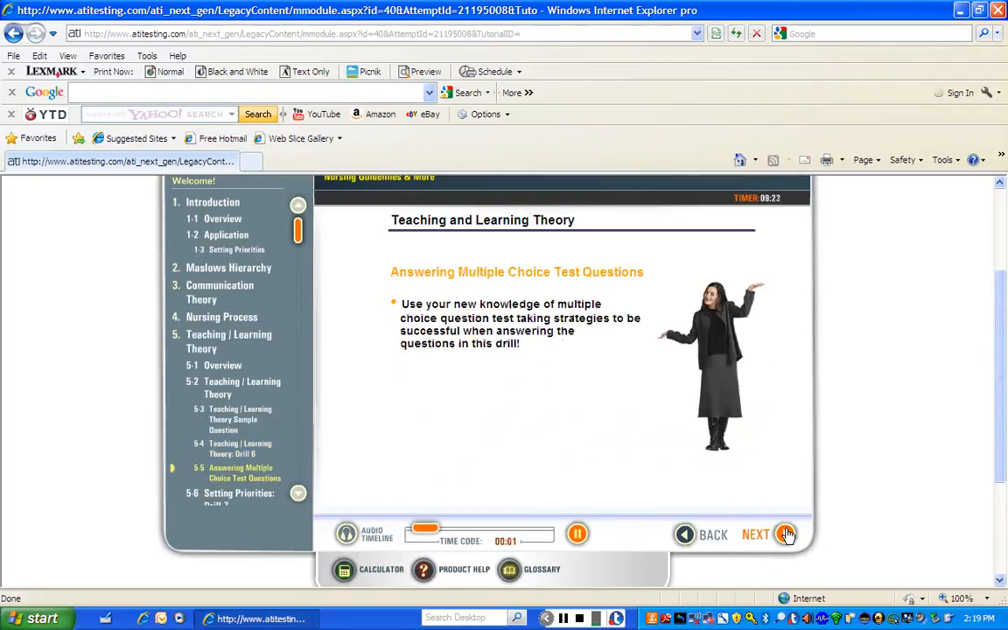Okay, I think that you are ready to use your new knowledge of multiple choice question test-taking strategies to be successful when answering the drills in the following questions. Be sure to use the strategies based on the principles and guidelines we just discussed: Maslow's hierarchy of needs, therapeutic communication principles, nursing process, and teaching learning theory.